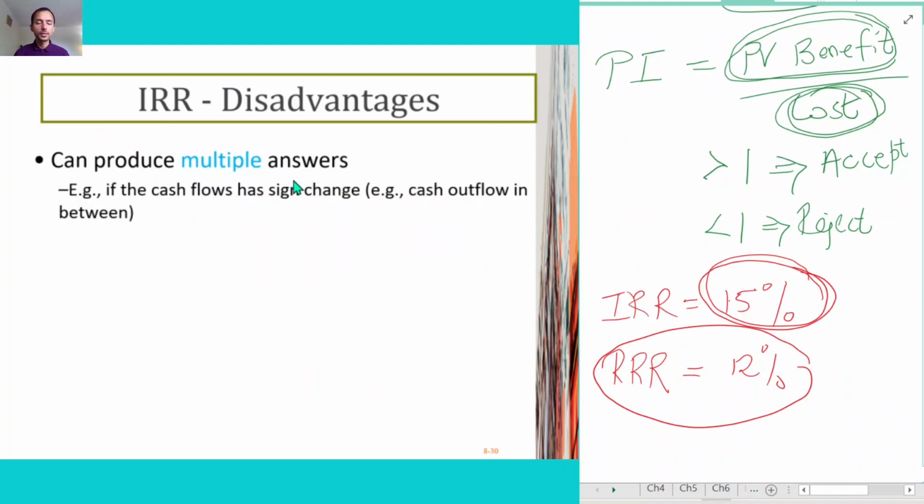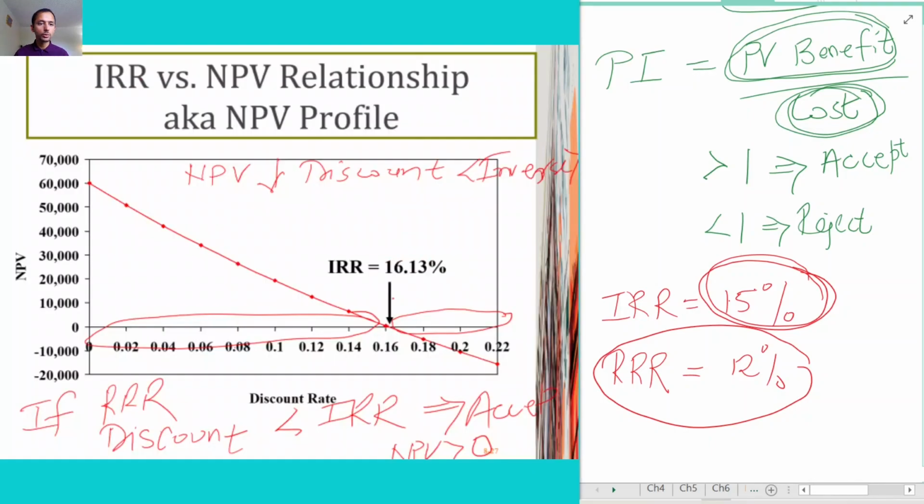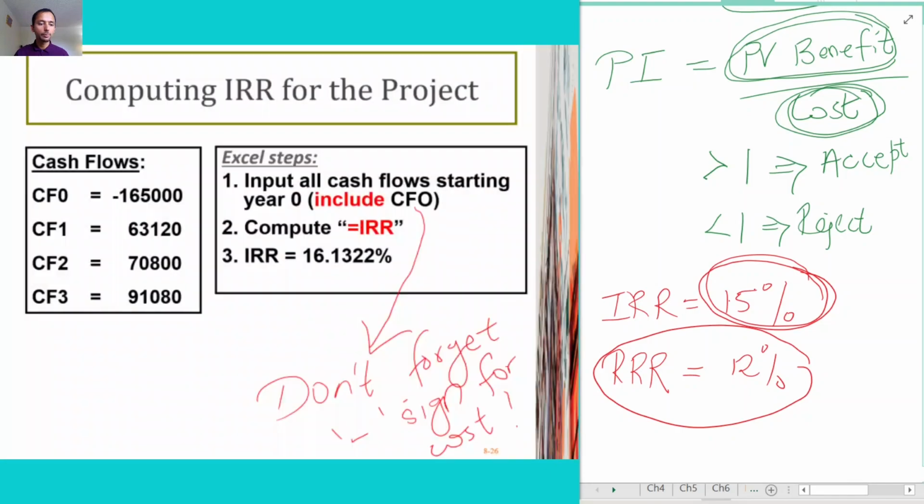IRR also has some disadvantages, as you already know. Number one, it can produce multiple answers. If the cash flows have a sign change, like a cash outflow in between, then it can give you multiple IRRs. What that basically means is, let me go back a few slides. Yep, right here.